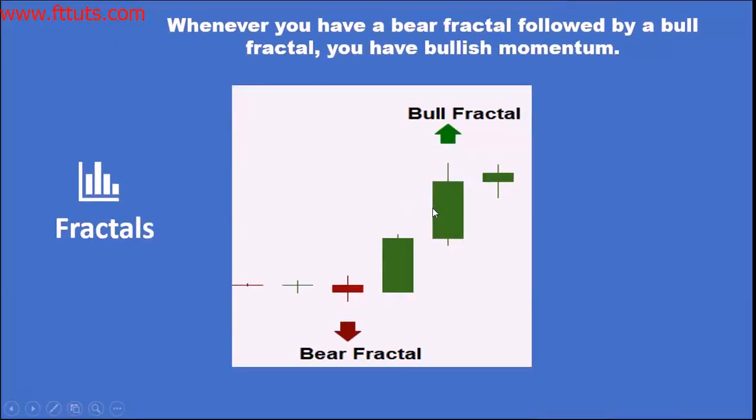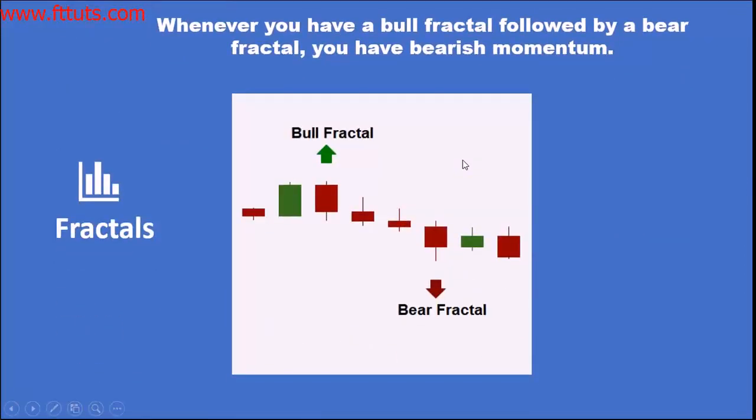So whenever you have a bear fractal followed by a bull fractal, you have bullish momentum. So here's your bear fractal and the momentum went to the upside. That's bullish momentum. Opposite is when you have a bull fractal followed by a bear fractal, you have bearish momentum. The market moves to the downside.